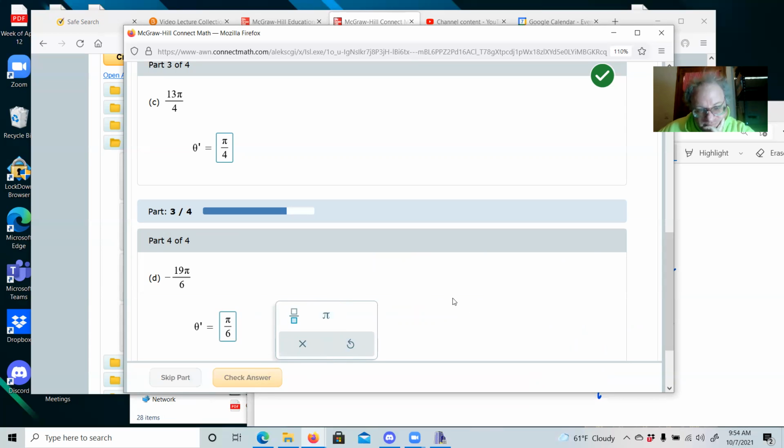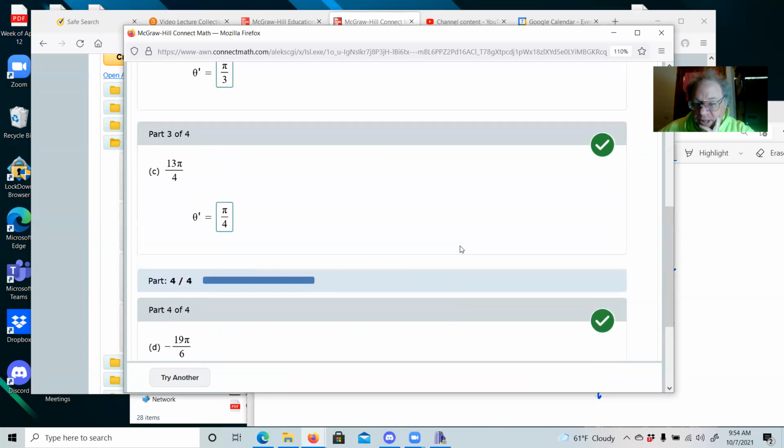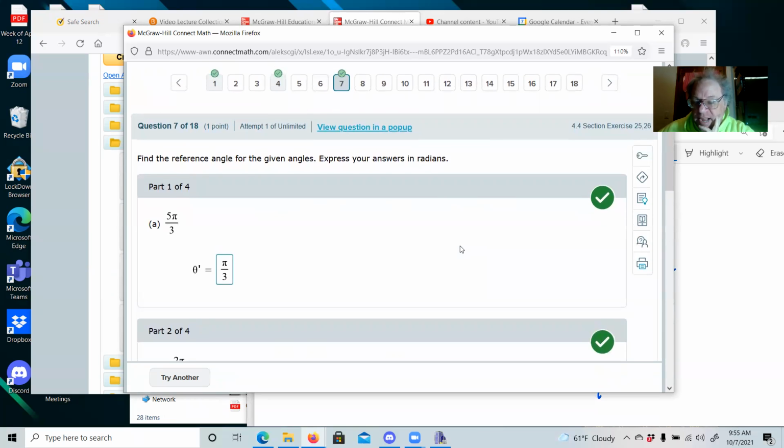And yes, honestly, everybody who does this takes a little while to get the idea of reference angle. If you're thinking, I'm not getting it that fast, you're not alone. Most people take a little while to get this.